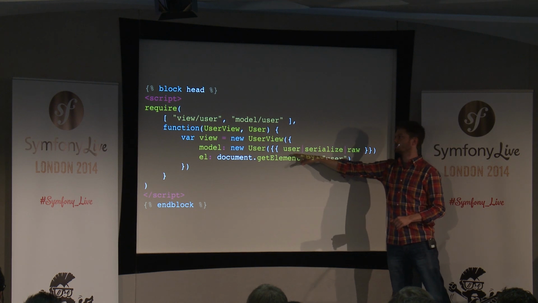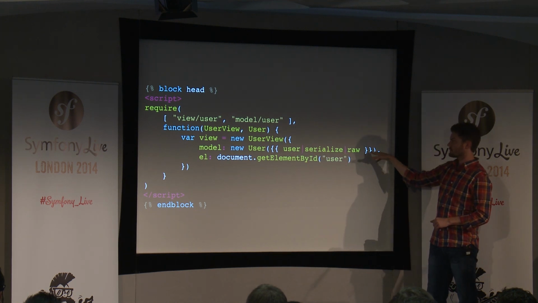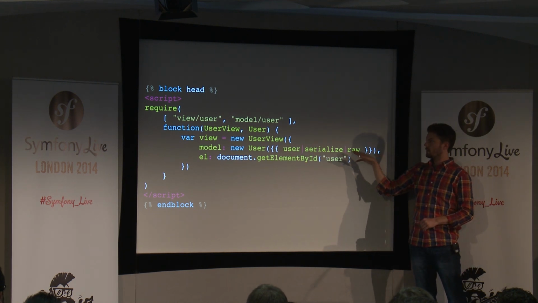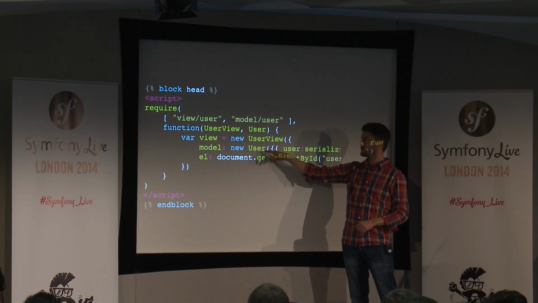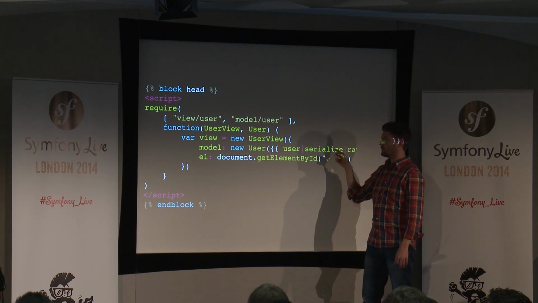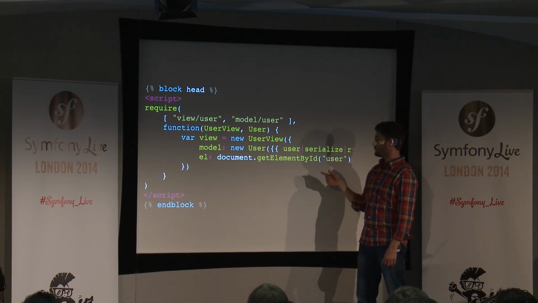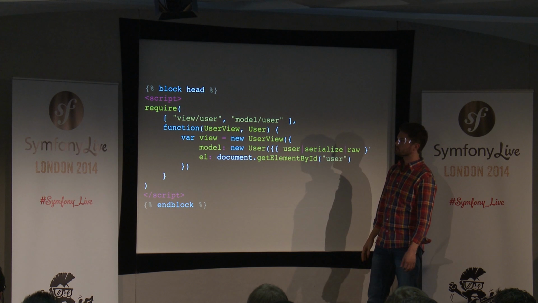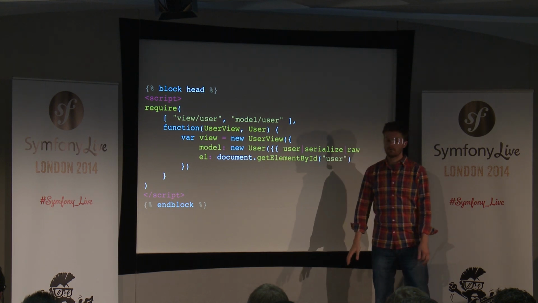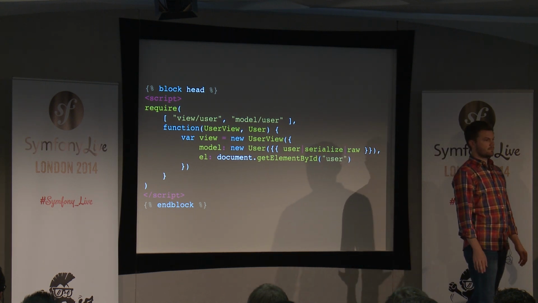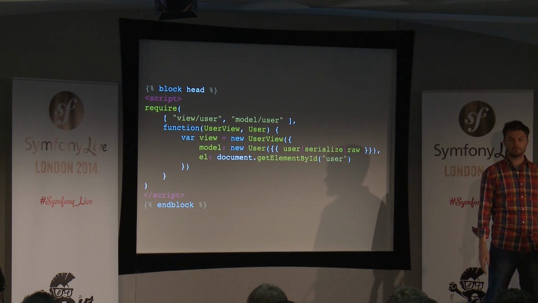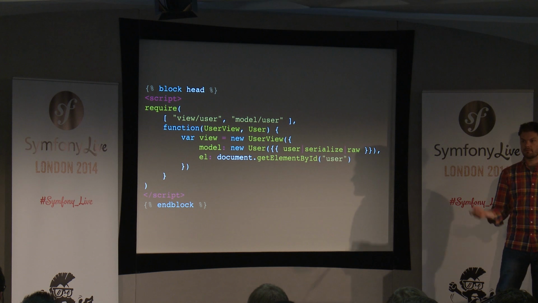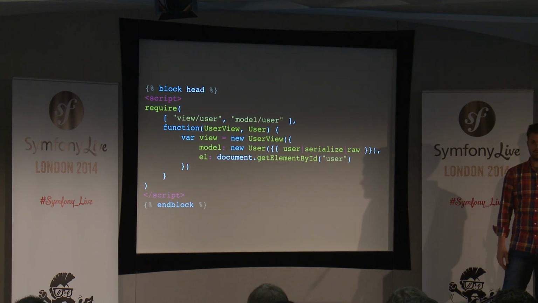Here's some Twig to serialize that user object into JSON and populate this user model object with the data from the database, and then provide the view and element from your template as well. So Require.js is the best implementation of dependency injection that I've seen in JavaScript. And if you do work in JavaScript, I would definitely check this out. It's a real pleasure to work with.